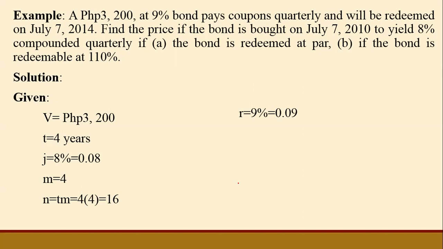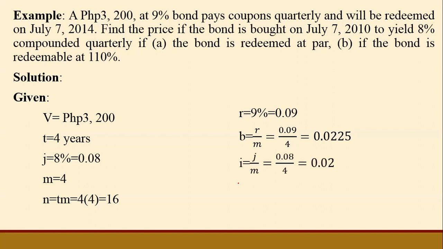Next is R. What is R again? The bond rate, which is 9% or 0.09. And then the periodic bond interest rate, alright? This is the ratio between R and M, which is equal to 0.0225. Okay, and the periodic interest rate, which is the ratio of J and M, is equal to 0.02. Okay, so we will compute for the bond if redeemed at par.